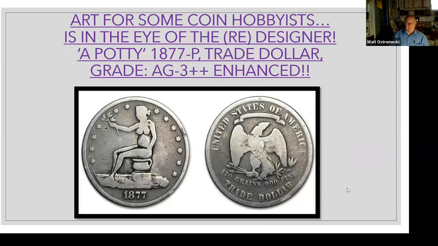And then, some of those of you that are artists, I'm going to end the program here. If there's any ladies there, I apologize for this. But the art for some hobbyists is in the eye of the beholder, or is it the redesigner? And we find that a lot of the trade dollars were made into what was called potty dollars. This is one in my collection here, it's an AG3, but it's been enhanced here. Notice the artwork, much like the hobo nickels. They did the same thing with this particular trade dollar, I guess. I wonder if the government would accept this as trade, and this is in 1887.